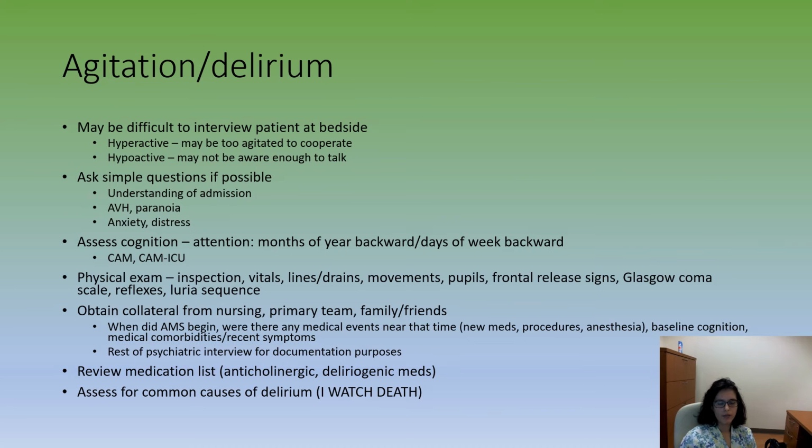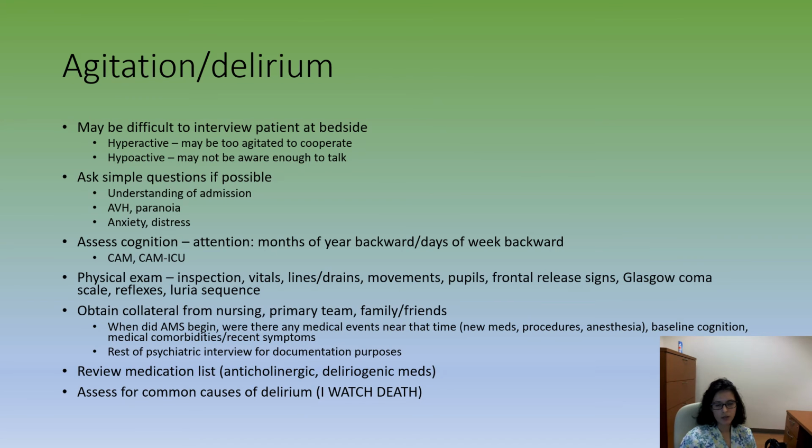And then it's important to get collateral for these patients as well from the nurses, from the primary team, and from family and friends. You want to know when the altered mental status or the delirium began. Were there any medical events near that time, such as new medications, procedures, or anesthesia? What is their baseline cognition like? Do they have a history of dementia or cognitive impairment? Do they have any medical comorbidities? And what kind of recent symptoms were they having?